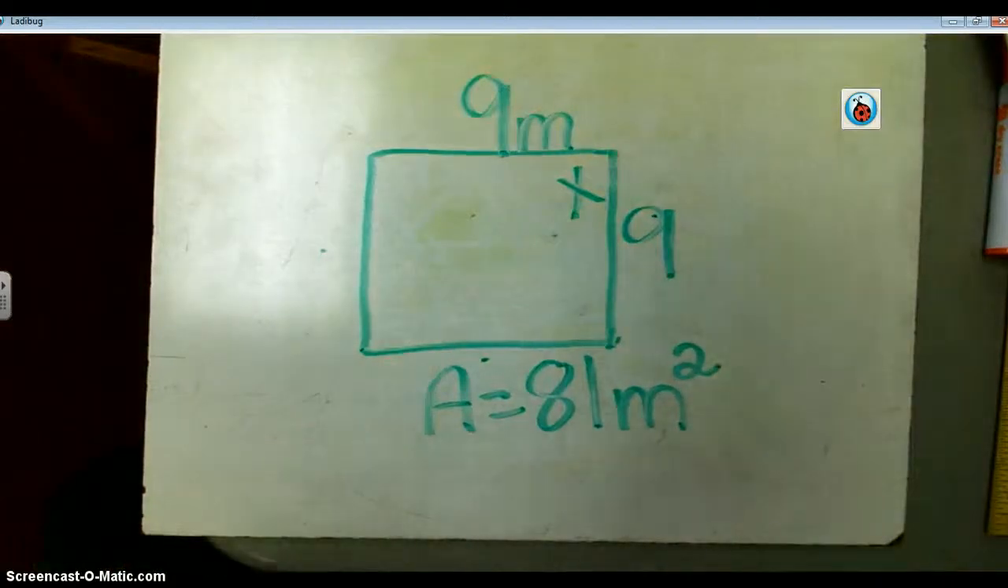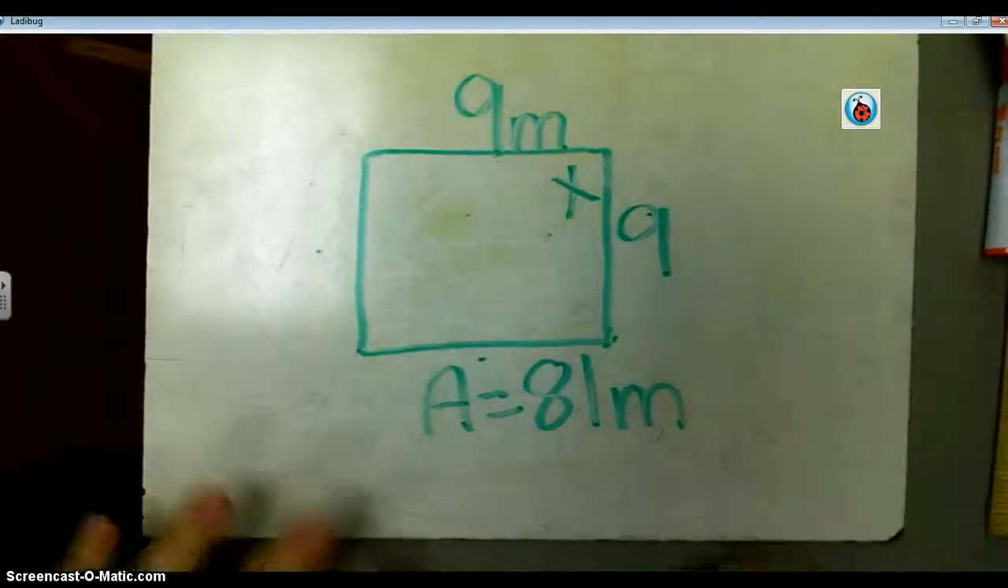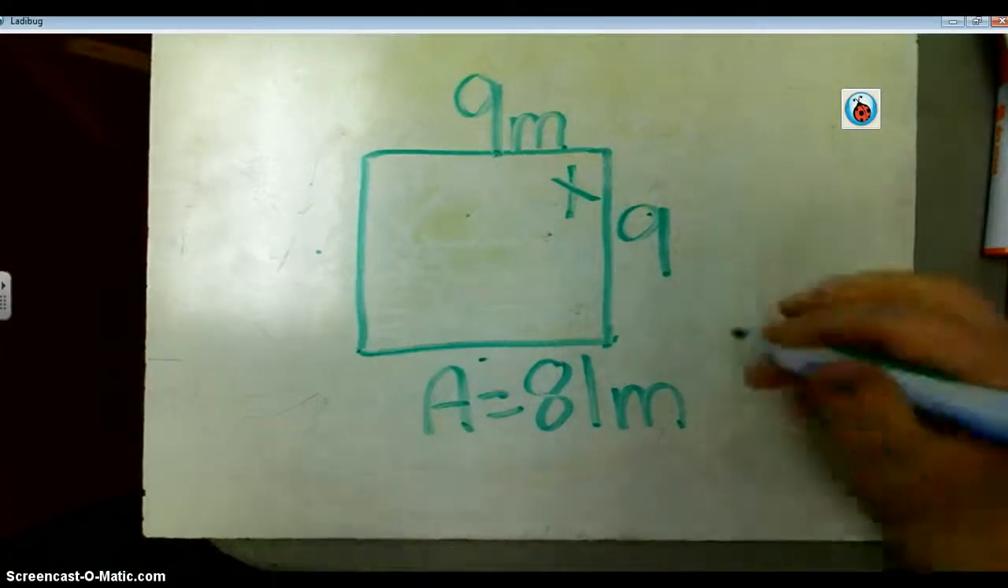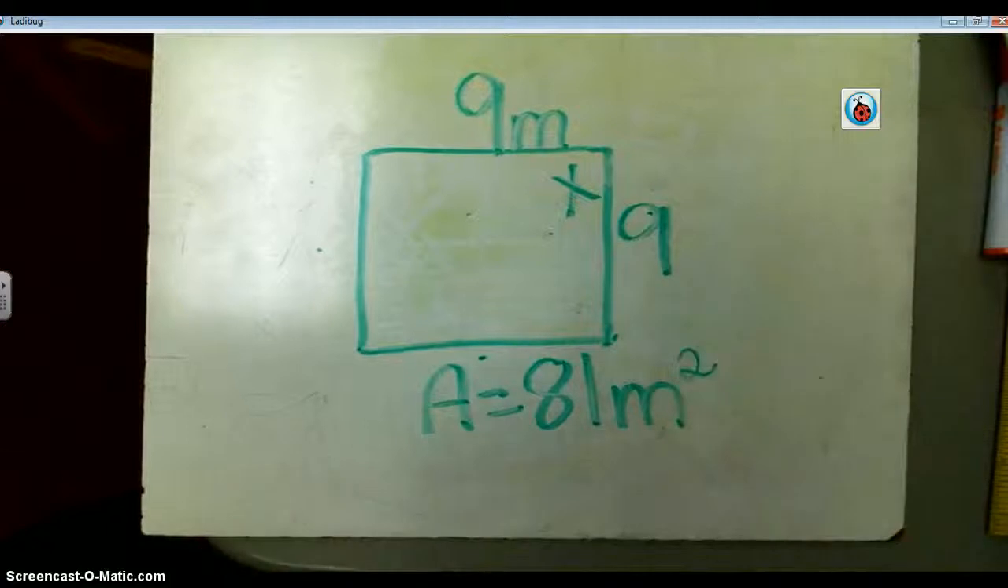because I found the area. I will tell you right now, look at me, this is very important. When you find the area, and you're telling me what it is, if you tell me that this area is 81 meters, I will count it wrong. Okay? You have to have the little 2 that indicates that you're saying squared.